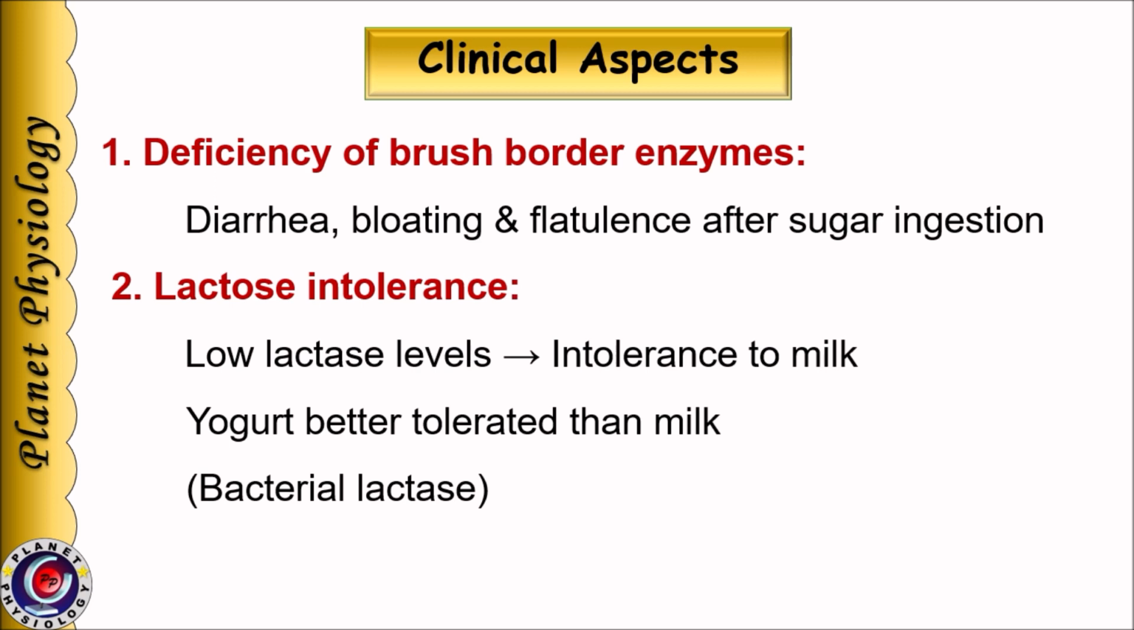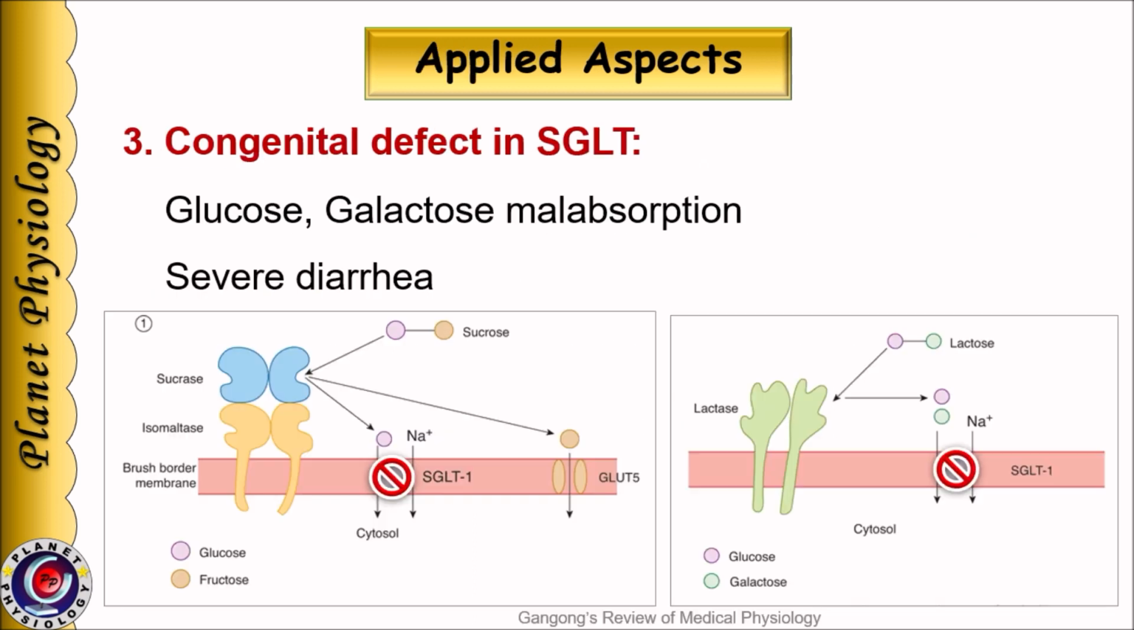Another abnormality of carbohydrate digestion is lactose intolerance. It is caused due to congenital deficiency of enzyme lactase. It is also seen in elderly people. These people with low lactase levels cannot digest milk, and ingestion of milk causes diarrhea and flatulence. For them, yogurt is a better option than milk as it contains bacterial lactase which can digest lactose.